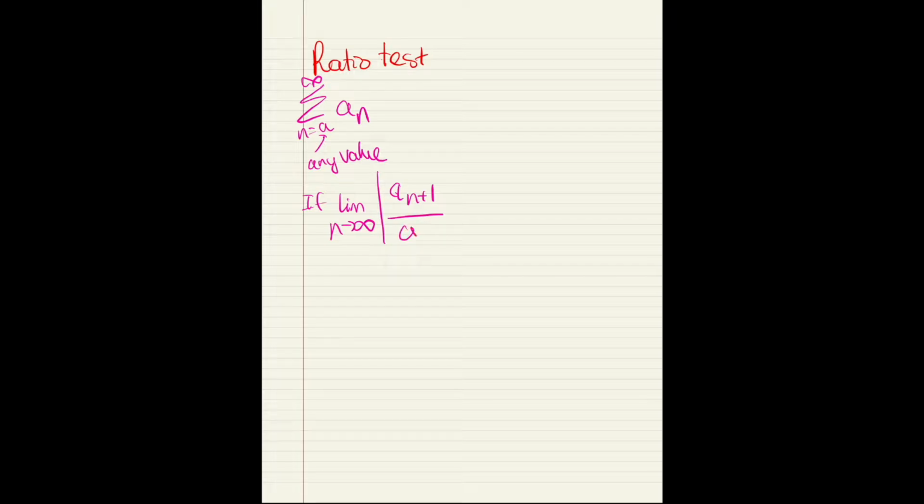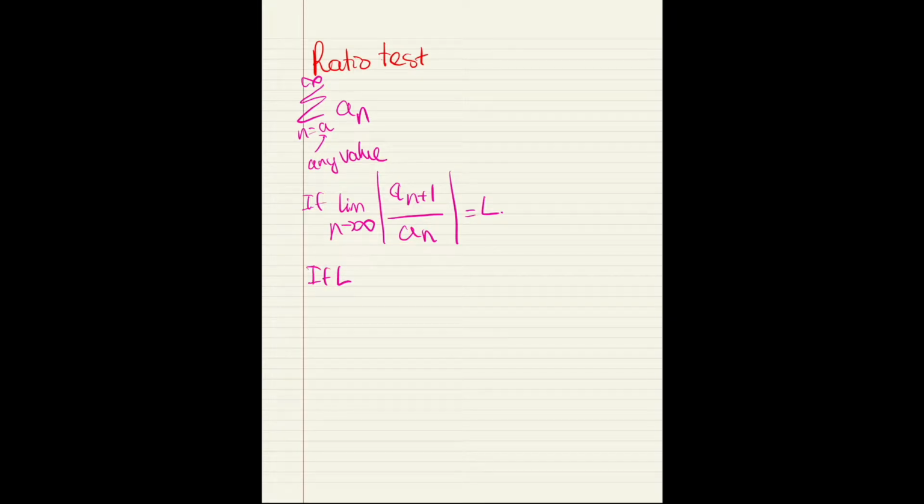Hello, so today we will talk about the ratio test. It is just as simple as this: for any values, if the limit as n goes to infinity of the absolute value of a of n plus 1 over a of n equals L.